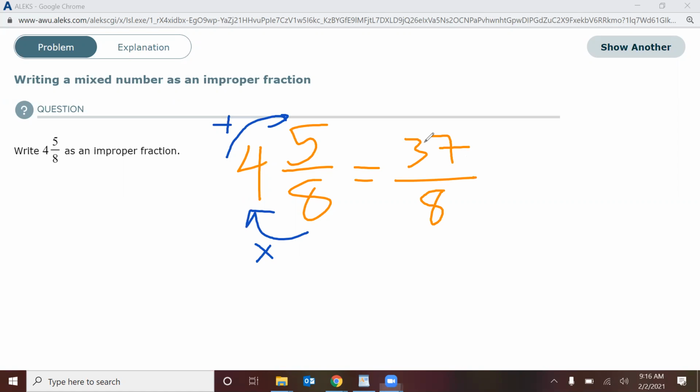Now, what if we wanted to do the reverse process and have something like 45 sevenths and convert that back to a mixed number? We would say, how many times does 7 divide into 45? Well, 7 divides into 45 6 times, because 7 times 6 is 42. That will leave us a remainder of 3. So we get 3/7. And that's how we do it.